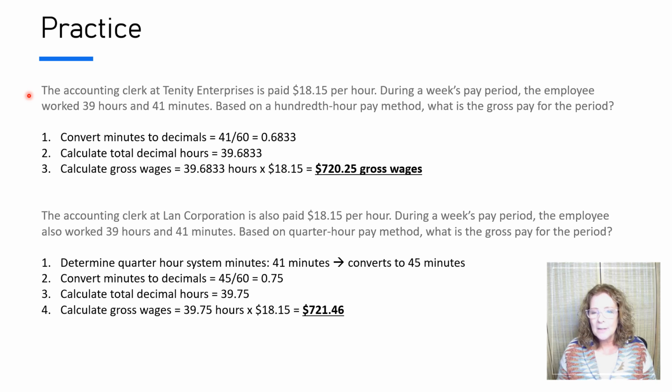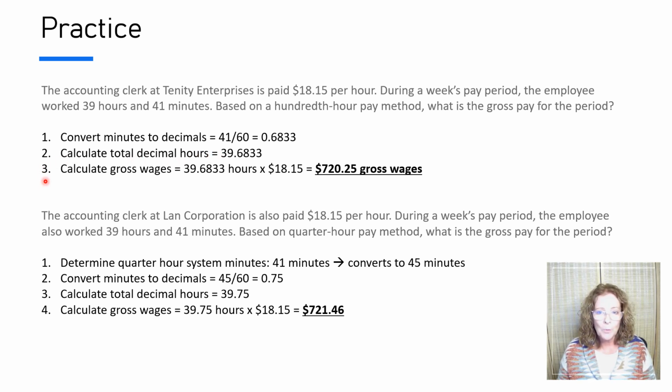In our first practice exercise, the accounting clerk at Tenedy Enterprises is paid $18.15 per hour. During a week's pay, the employee worked 39 hours and 41 minutes. Based on the 100th hour pay method, what is the gross pay for the period? The first step is to convert the minutes to decimals by dividing the 41 minutes by 60, which results in 0.6833. Next, we calculate the total decimal hours by adding the hours to the decimal minutes for a total of 39.6833.